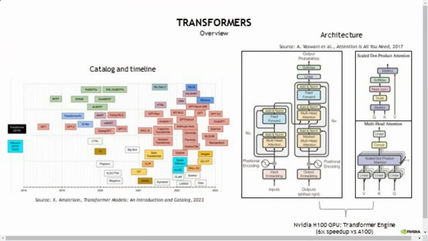Now, before we start talking about training, I just wanted to do a quick recap of the architecture that started it all, right? So I think large language models owe their phenomenal success in great part thanks to transformers, which were introduced in 2017 in a paper that was titled "Attention is All You Need." And on the left-hand side, you see the catalog and the timeline showing an incredible growth in popularity of this architecture after it came out.